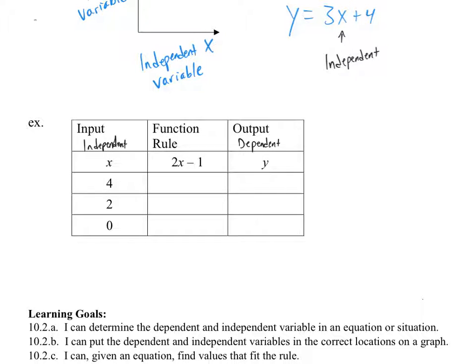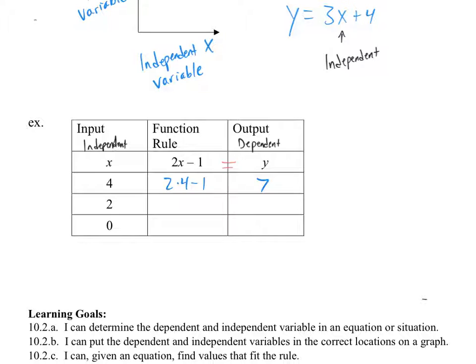Or they'll say, here's a function rule. What they're trying to say is this: if you have an x value and put it in here, that's going to tell you what this equals. It's like saying y equals this equation. If I have this 4, 4 is my x value. I put my 4 there for x, so I get 2 times 4 minus 1, and that's going to give an output of 7.